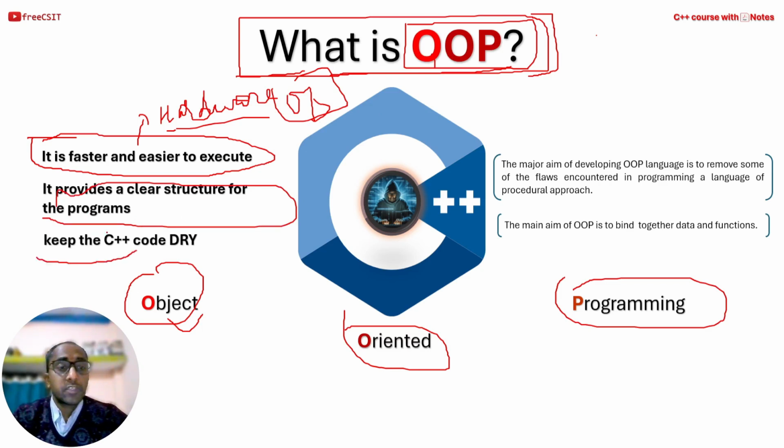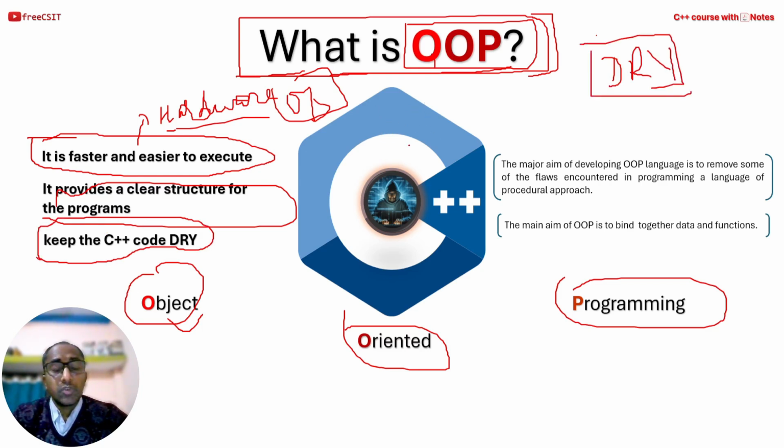Keep the C++ code DRY. DRY means don't repeat yourself. The functions we can write once and use many times.